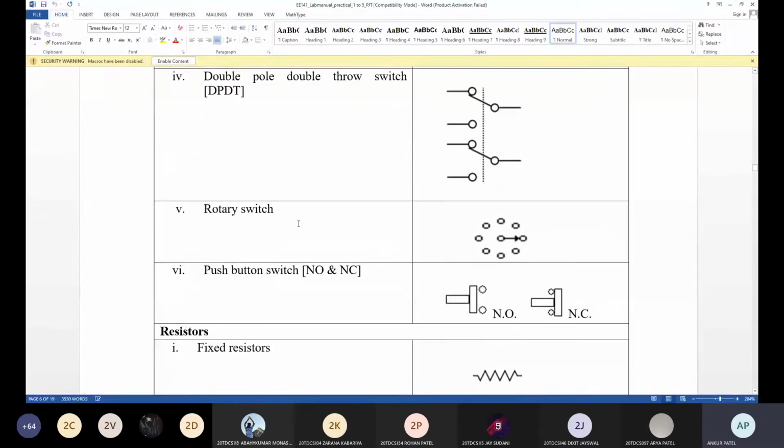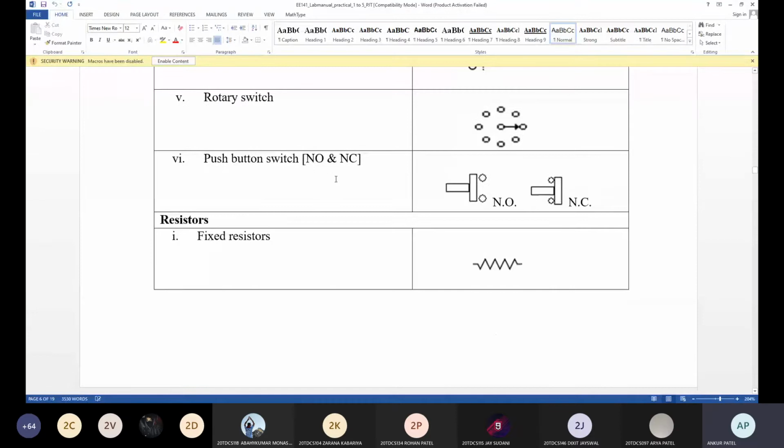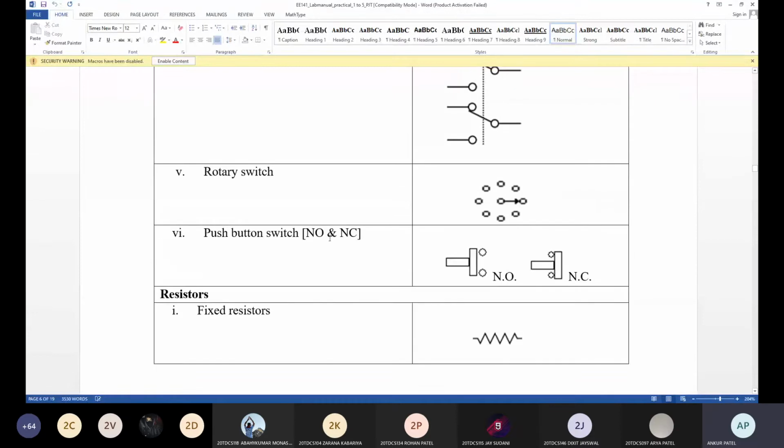Has anyone seen this rotary switch? Where can we use this? Fan regulator, decorative lamp, and in the digital multimeter. You will see what a DMM is. In that we are using this rotary switch. Next, push button switch NO and NC, that is normally open and normally closed.